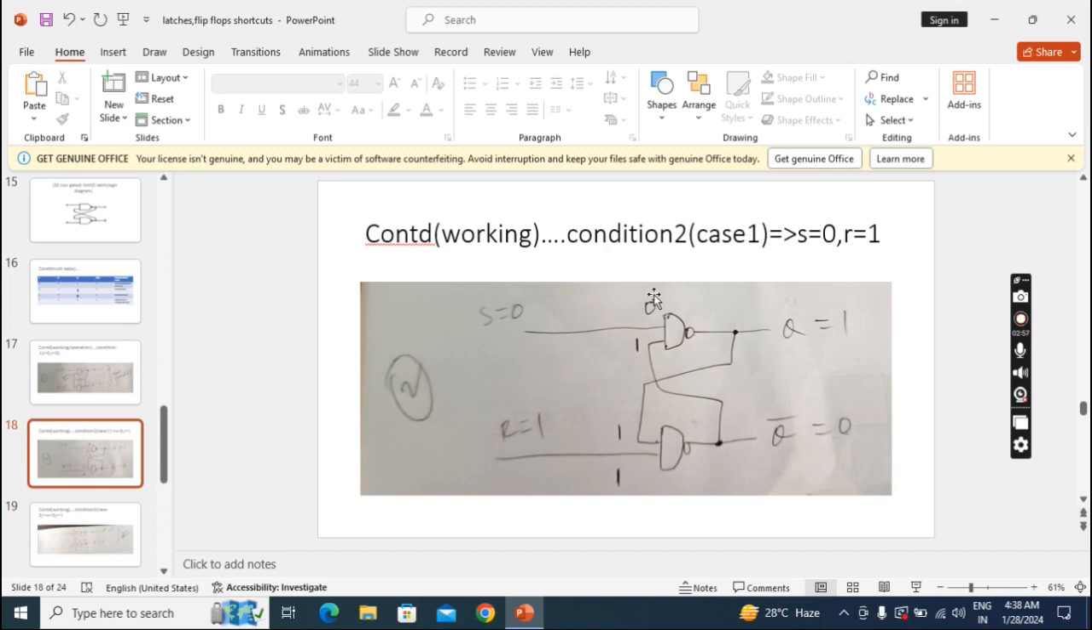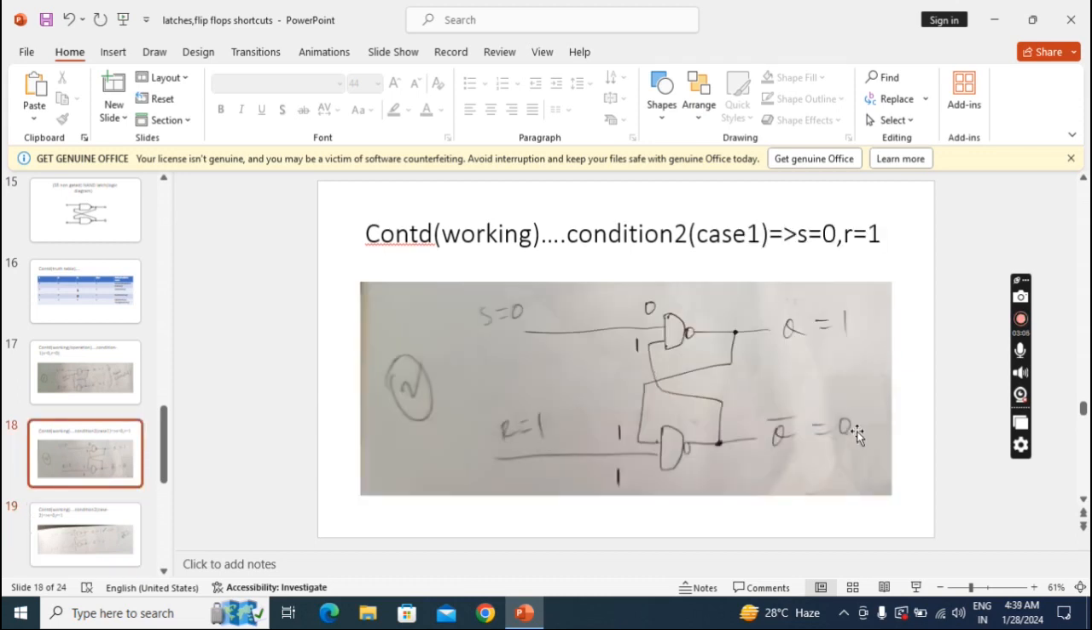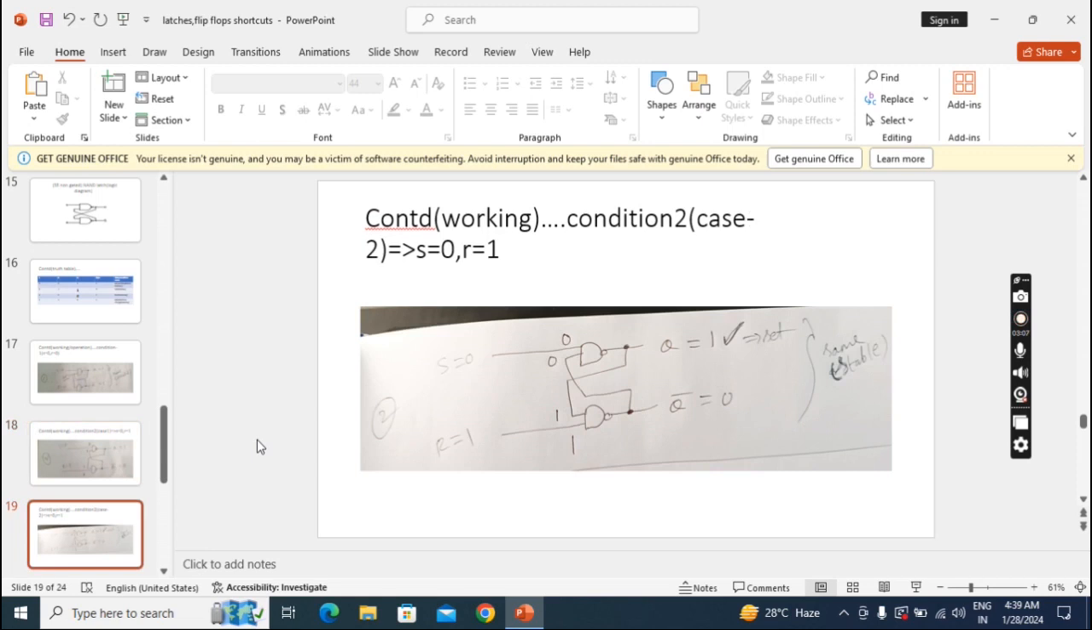What are the previous values? Q1. This Q1 will come here. So Q1 came here. And this Q0 will go to the top. See, this Q0 went to the top. Now both are zeros, so output is 1. Both are 1s, output is 0.